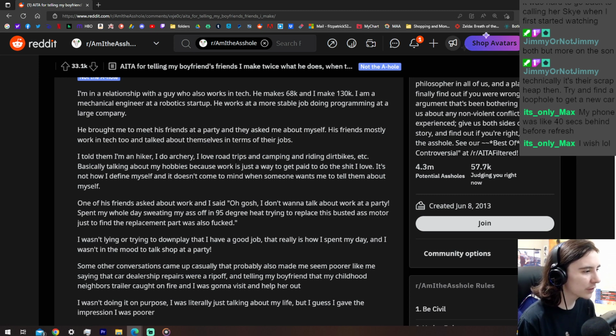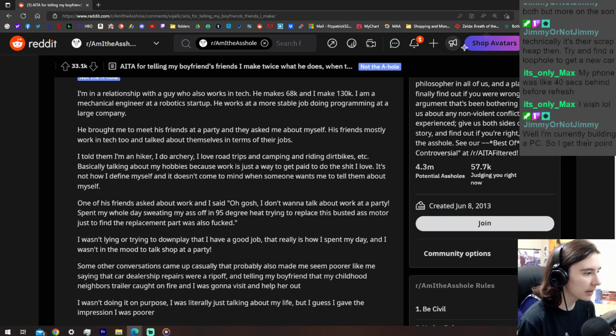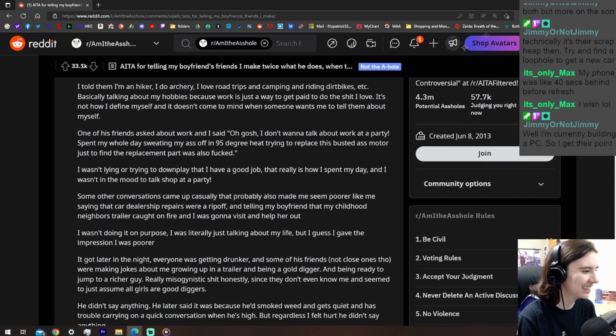One of his friends asked about work, and I said, oh gosh, I don't want to talk about work at a party. I spent my whole day sweating my ass off in 95-degree heat trying to replace this busted-ass motor just to find the replacement part was also fucked. I wasn't lying or trying to downplay that I have a good job. That really is how I spent my day. I wasn't in the mood to talk shop at a party. I'm currently building a PC, so I get their point.